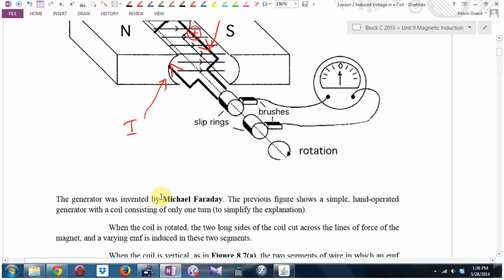The previous figure shows a simple hand-operated generator with a coil consisting of only one turn.